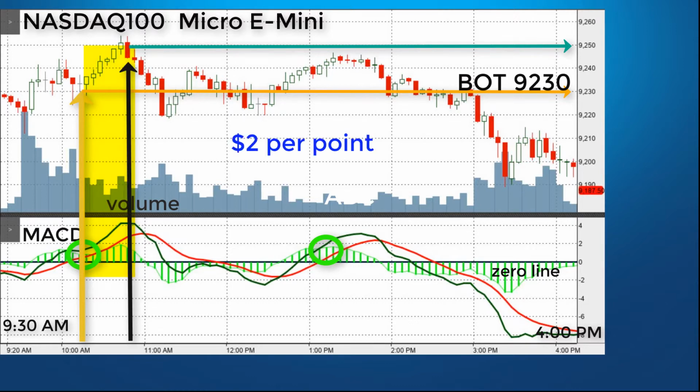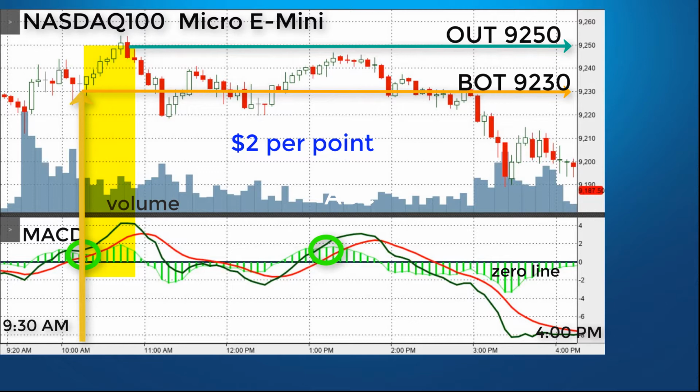10:50 to 10:55, we're already up 20 points, which is $40. We've gone from a purchase price of $92.30 up to a price of $92.50, and we're $40 up from 10:10 to 10:50. So that's about 40 minutes of time that's passed.